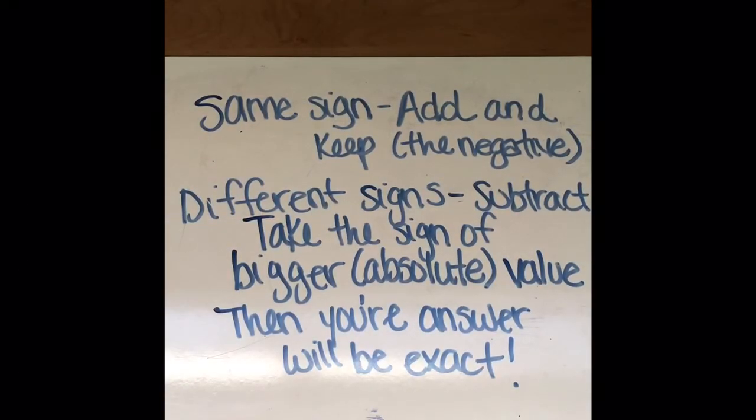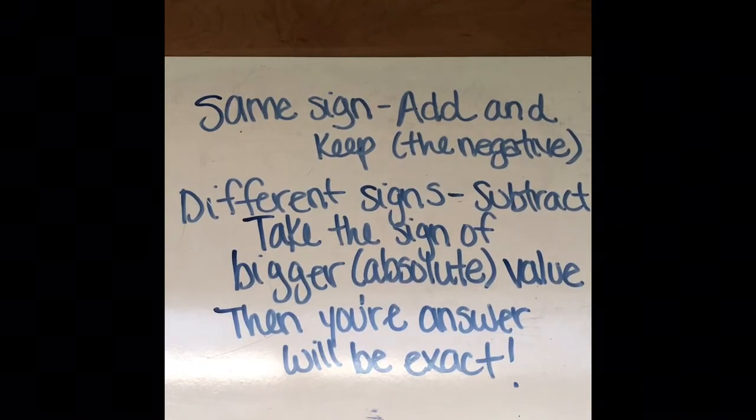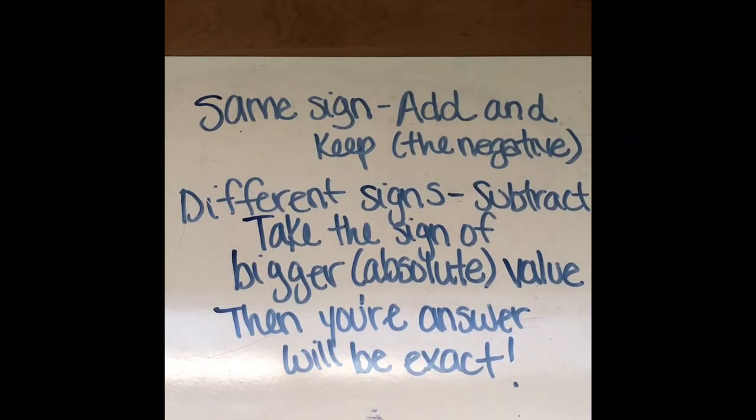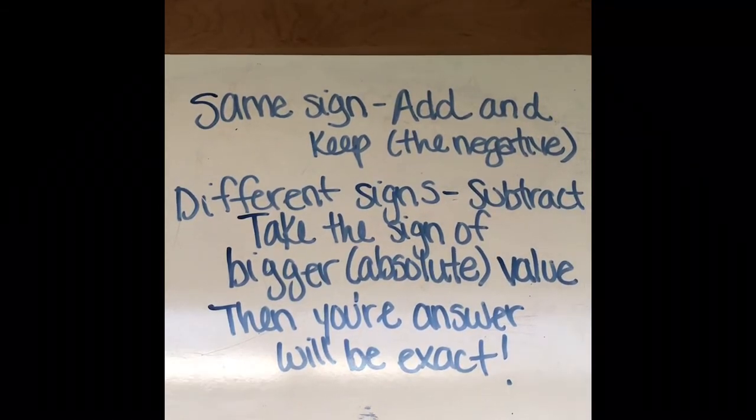So once we've worked through a lot of problems, we're really using the chips as manipulatives to give us a visual. Once my students graduate, so to speak, from the chips, I will give them the adding integer rules, which goes a little bit like this. It's a super fun rhyme, and it really seems to work for my students. So it says, same sign, add and keep, the negative, different sign, subtract. Take the sign of the bigger absolute value, then your answer will be exact.